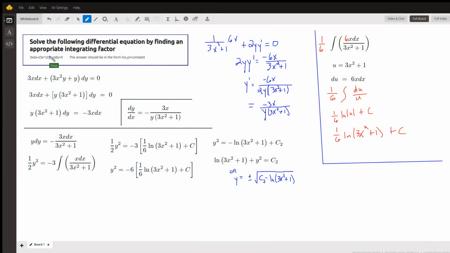Okay, it looks to me like this problem is solved by separation of variables as opposed to using an integrating factor. Hopefully this is the correct interpretation of the problem. And if we factor out a y from this coefficient right here, it looks like this. And we can take this 3x dx to the other side of the equal sign.